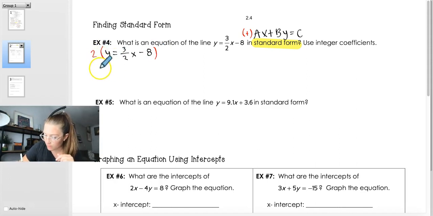Okay? So I'm going to get 2 times y is 2y. When I multiply 3/2 by 2, the 2 and the denominator 2 cancel each other out, so I'm just left with a 3x. And then I do 2 times -8, which is -16. Alright, beautiful. You already have no more fractions, and that's our goal. So now I want to get this ax plus by equals this constant. So I'm going to subtract the 3x to the other side to get it in that form.